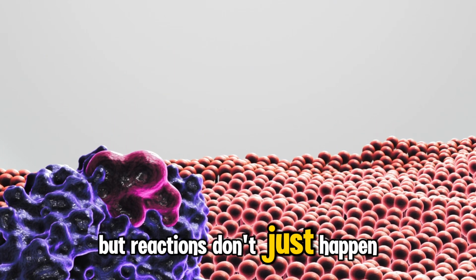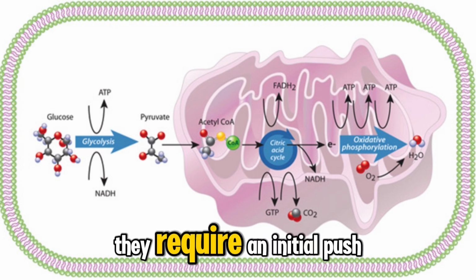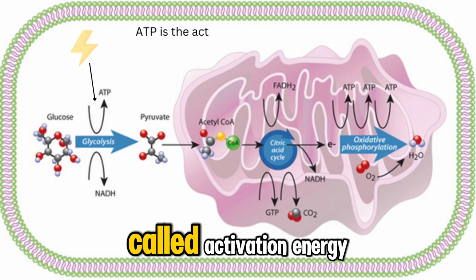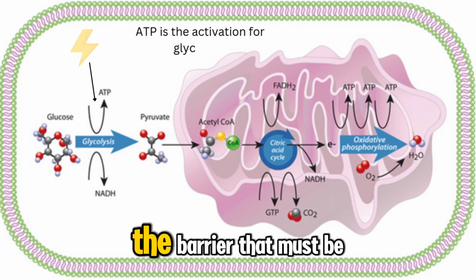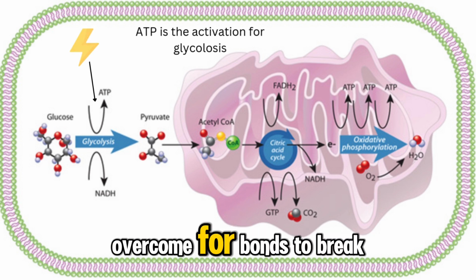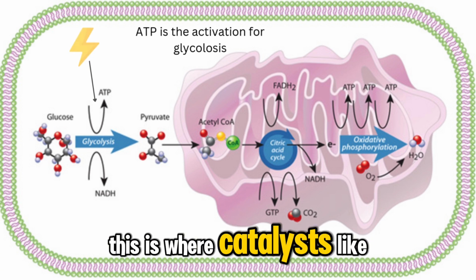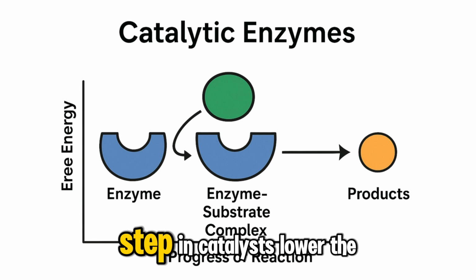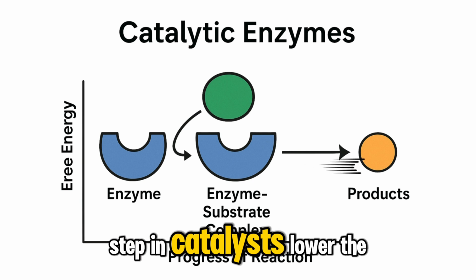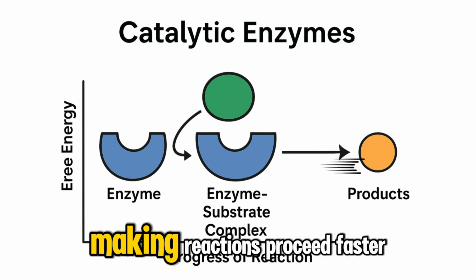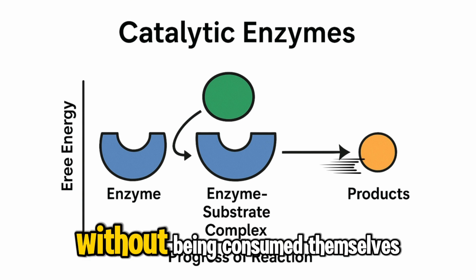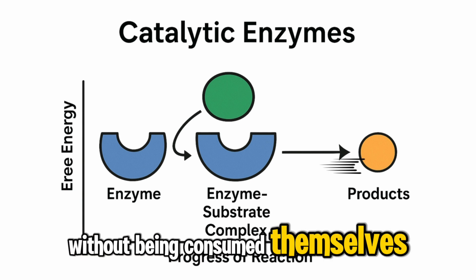But reactions don't just happen instantly. They require an initial push called activation energy, the barrier that must be overcome for bonds to break. This is where catalysts like enzymes step in. Catalysts lower the activation energy, making reactions proceed faster without being consumed themselves.